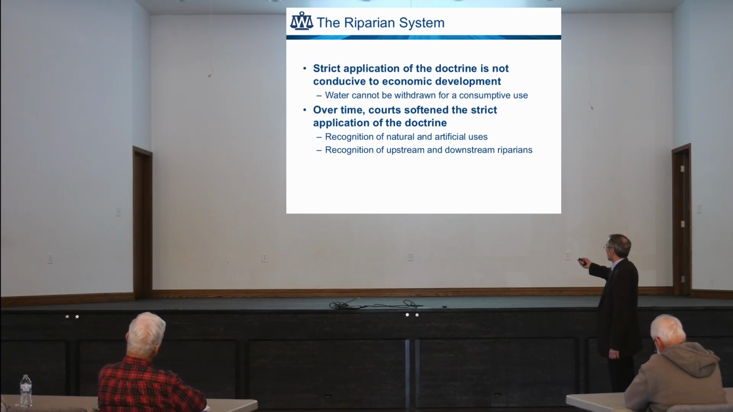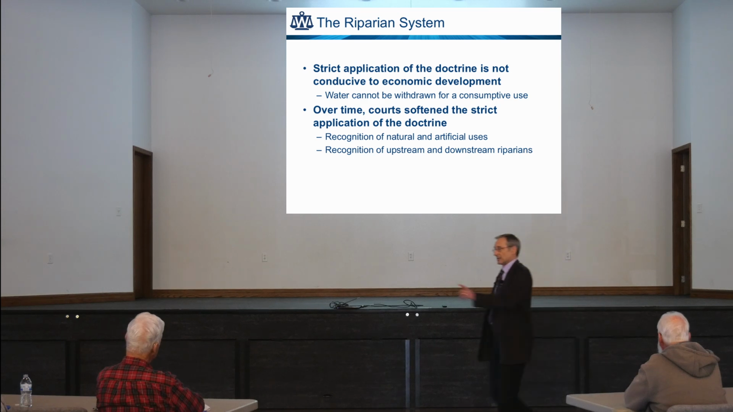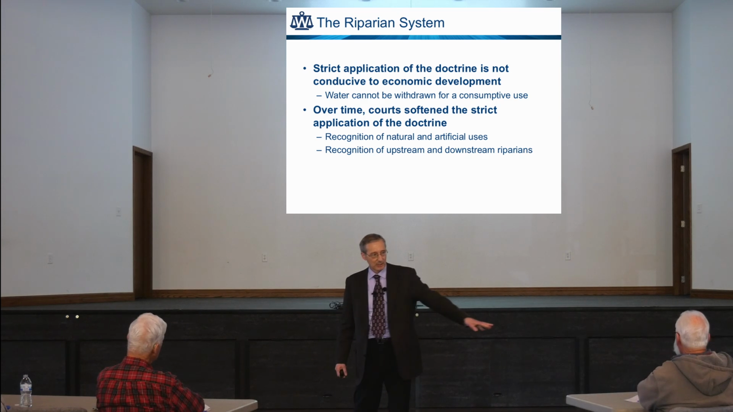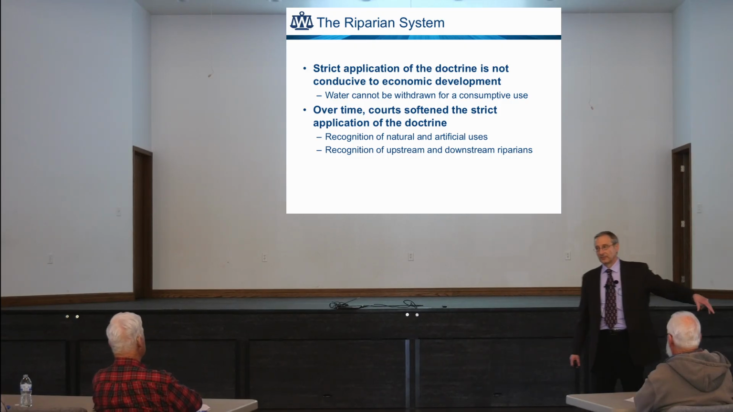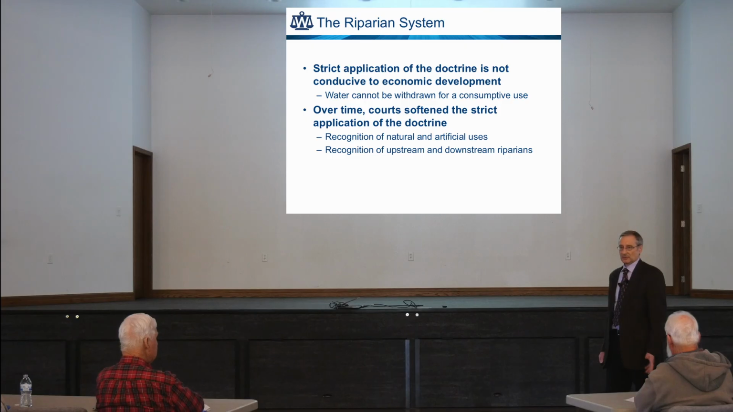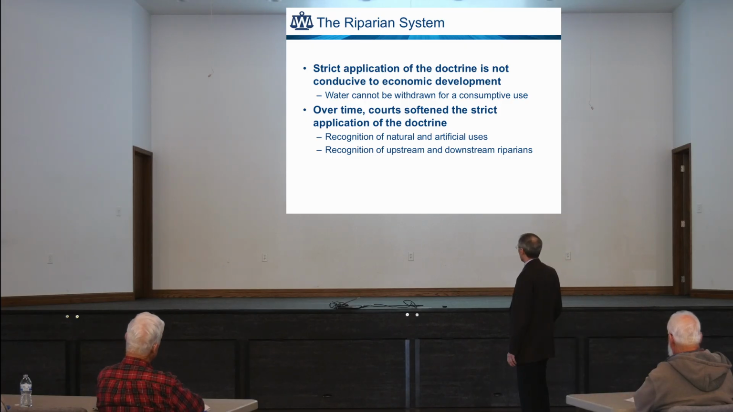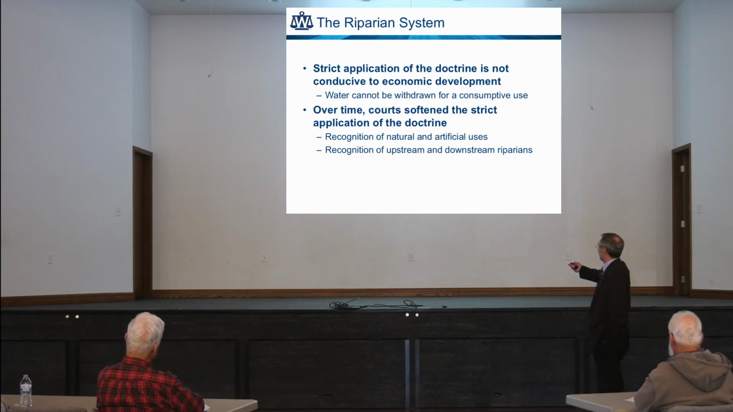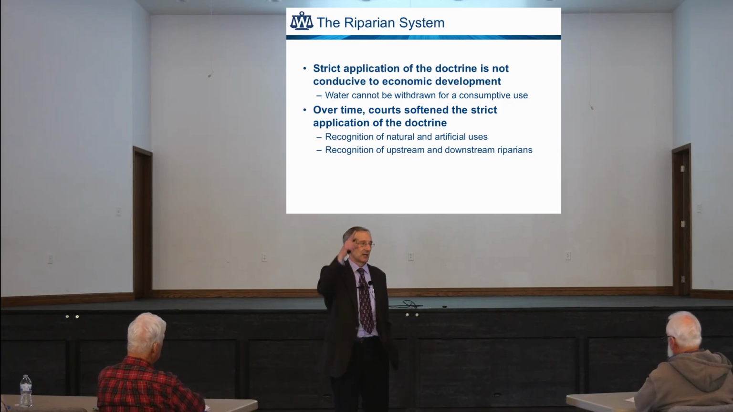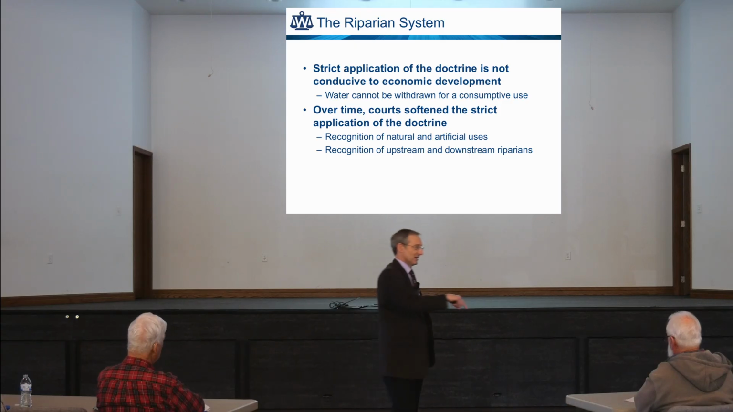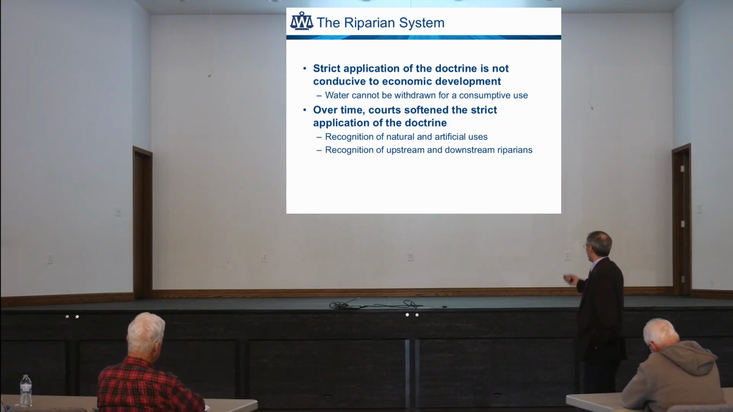But if we go back to the riparian system, if you strictly applied the riparian doctrine, that's not conducive to economic development because I can't withdraw water for consumptive use because, as I said earlier, yeah, I have a right to withdraw water from a stream that flows past my property, but I can't change the quality or the quantity of that water. I can't diminish the flow for somebody that's downstream. So I can't use it for a consumptive use, which would diminish the quantity. So that's not very conducive to economic development. So over time, courts recognized that, and they softened the strict application of the doctrine, and they recognized natural and artificial uses. So you could withdraw as much water, the court said, as you wanted for natural uses, but not for artificial uses. And it became kind of unique how they defined natural uses and artificial uses of that water. And it also recognized the concept of upstream and downstream riparians.